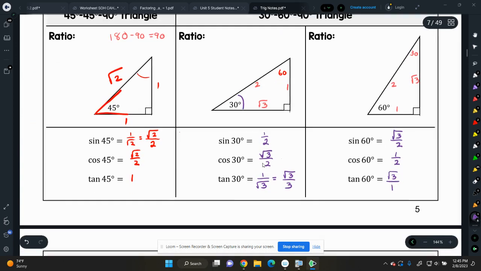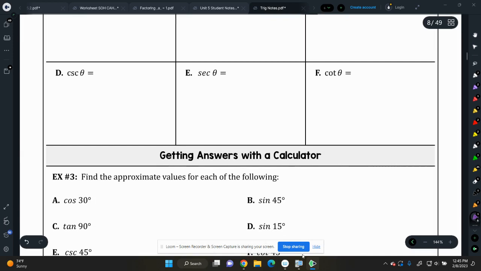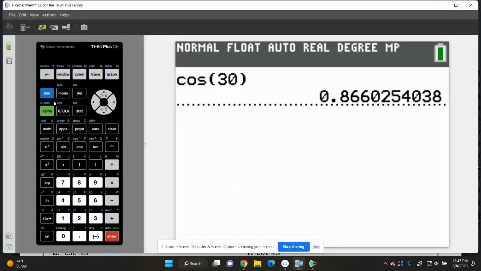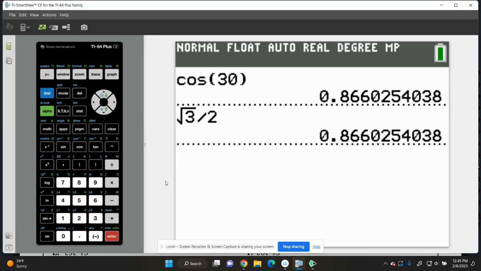Now notice that when we did the cosine of 30 up here, what did we get? Square root of 3 over 2. Is that the same thing? Well, let's check it out. Square root of 3 divided by 2, 0.866.